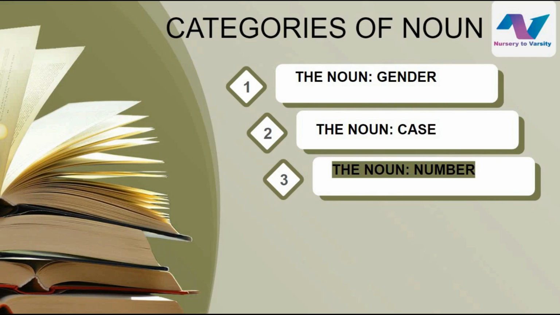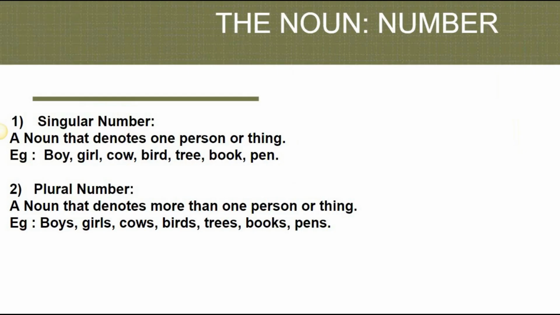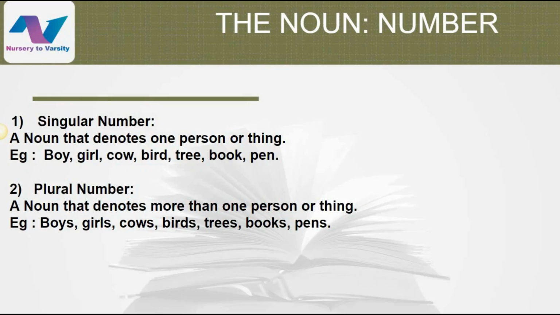In the previous video, we covered the noun as case, and this time in this tutorial we'll cover the noun as number. As you all know, number is all about singular and plural. If a noun denotes one person or thing, then it is singular number, whereas plural denotes more than one person or thing. So basically, when a noun is identified with respect to numbers, that is considered the noun as number.